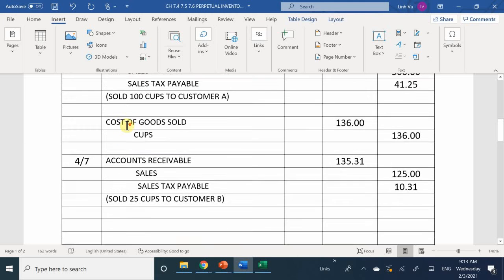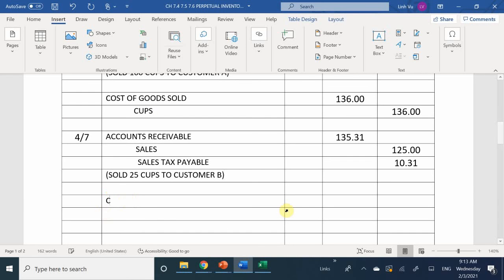What else do I have to recognize as well? Cost of goods sold. Yes, we also need to recognize our cost of goods sold, and what else? Inventory, cups. We also have to recognize our inventory, which was cups. And how much is my cost of goods sold going to be? $34. Okay, good.